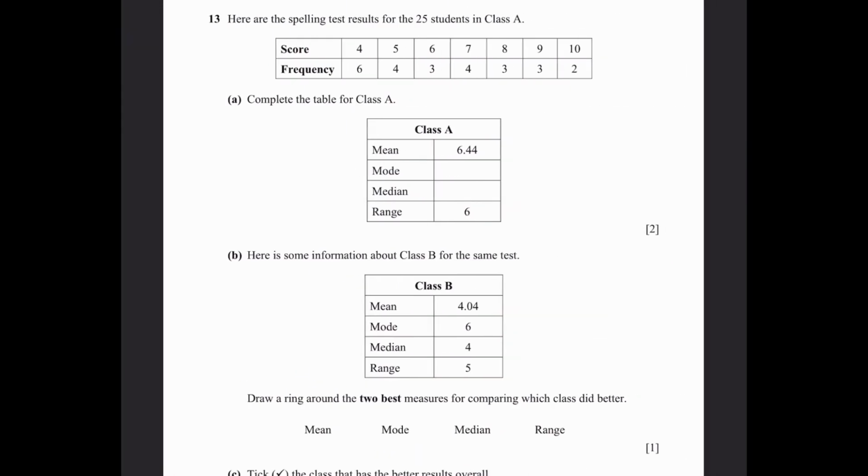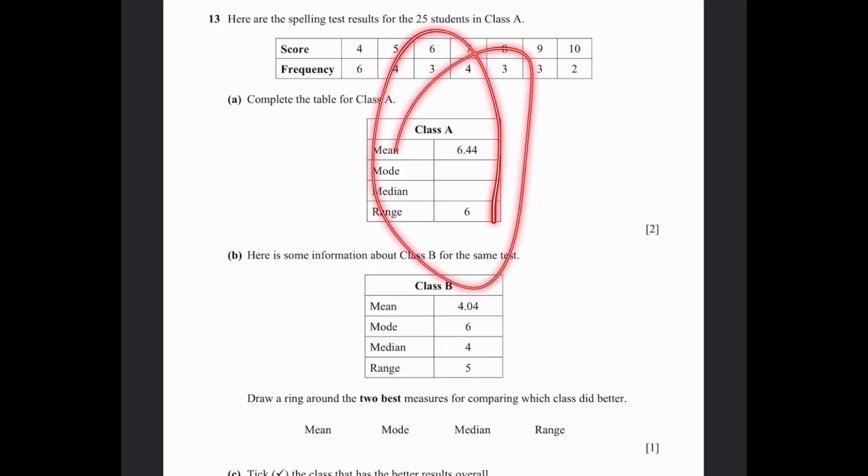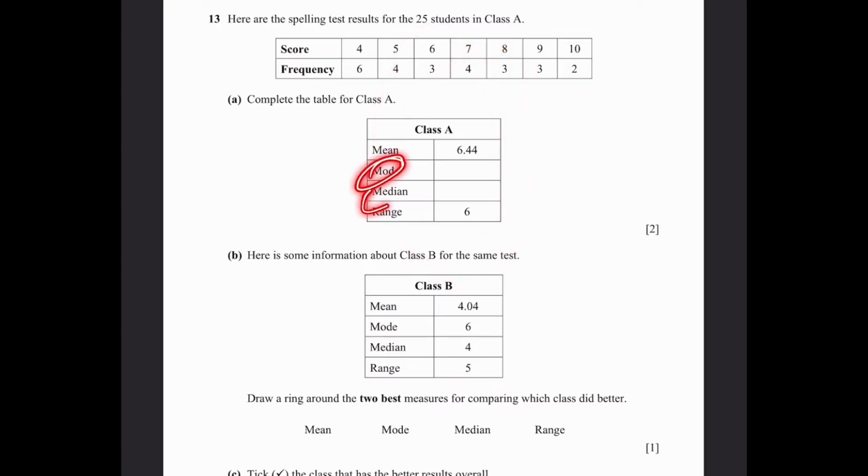Question 13. Here are the spelling test results for the 25 students in Class A. A. Complete the table for Class A. So we have a table up here which shows the scores and frequencies. And now the table over here, we have to complete it with the mode and the median. So first, what's the mode? The mode means whichever one of these scores has occurred the most. Frequency highest is 6 and the score is 4.